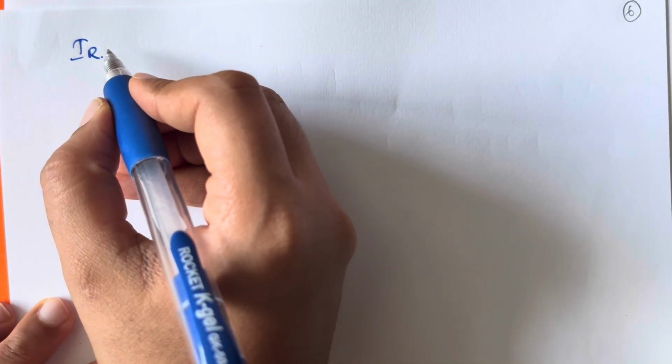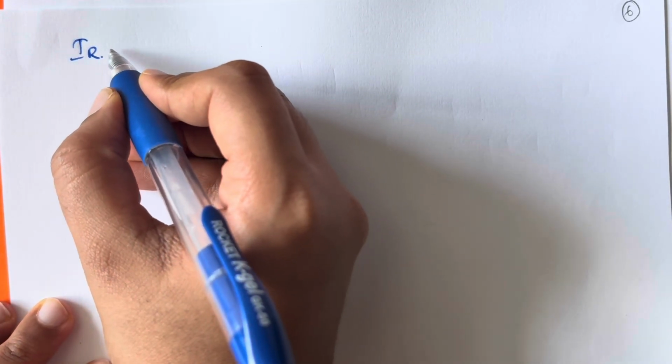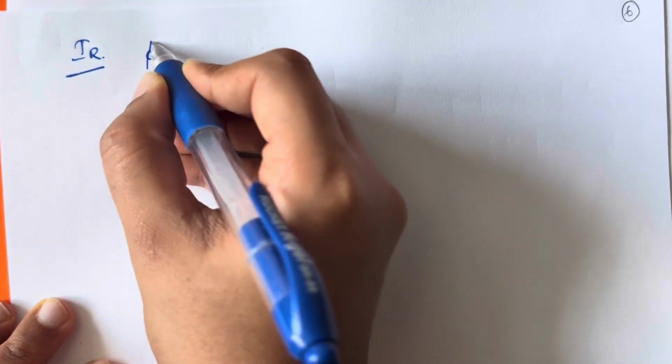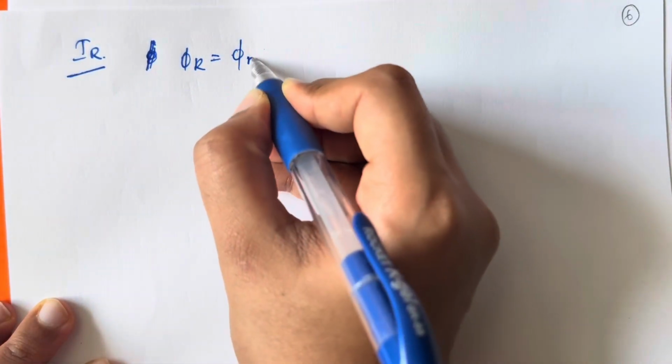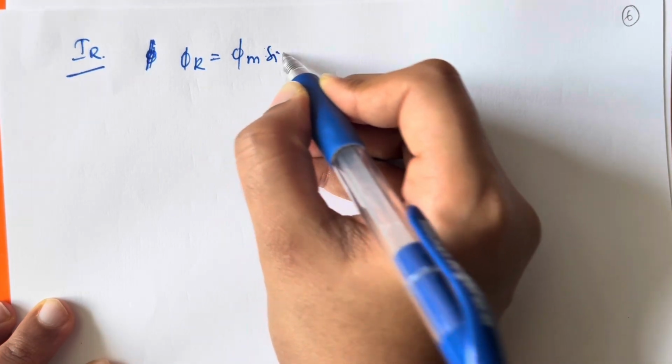IR is what? In R, right? So whatever current is in the R winding is IR. So IR will develop a flux in the R phase. And how do you represent that flux? Using phi.